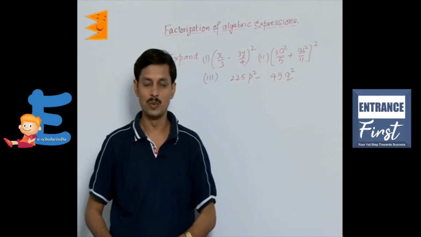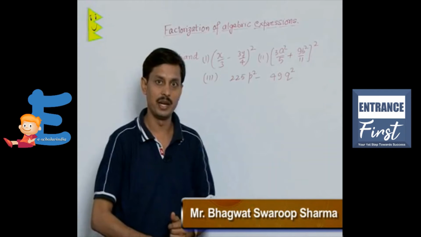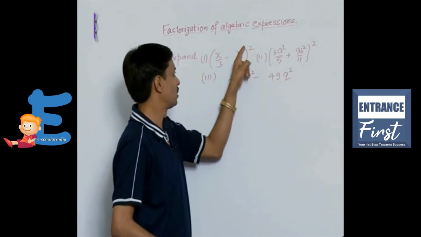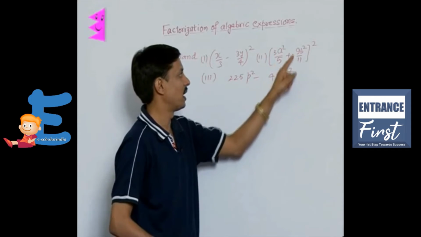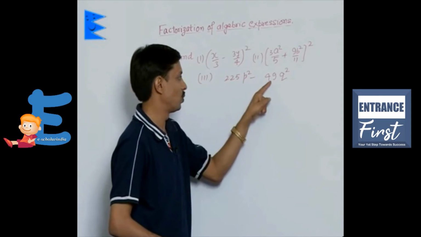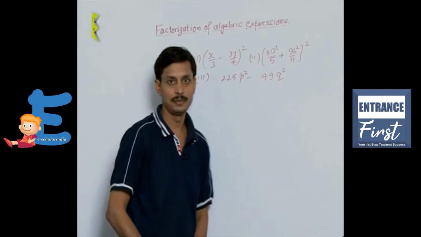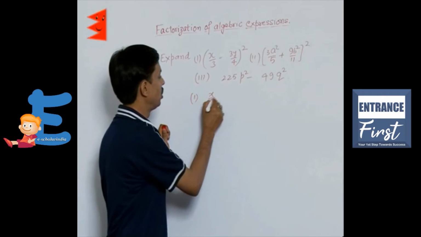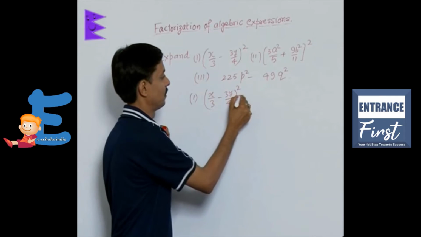Now I will discuss with you a few examples where we will use some of the algebraic identities. These are: expand (x upon 3 minus 3y square upon 4) whole square. Second, (3a square upon 5 plus 9b square upon 11) whole square. And third, 225p square minus 49q square. I want to begin with the first one. The expansion of the first part, it is (x by 3 minus 3y upon 4) whole square.